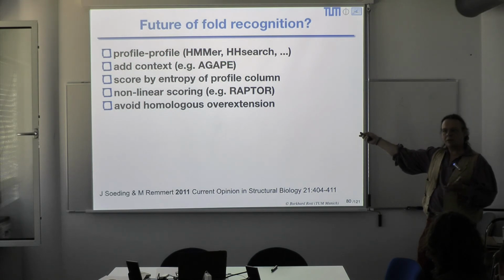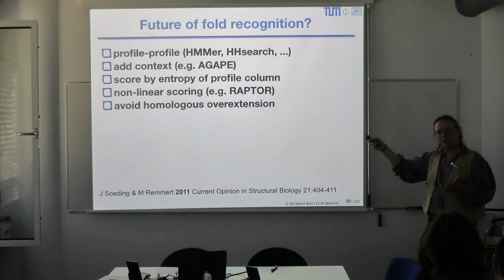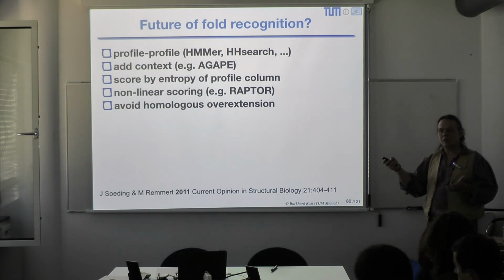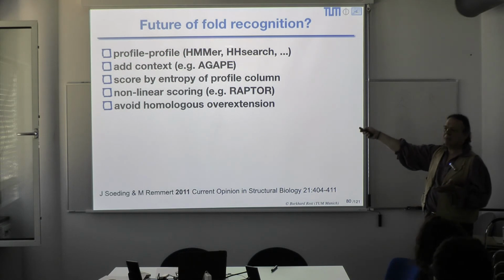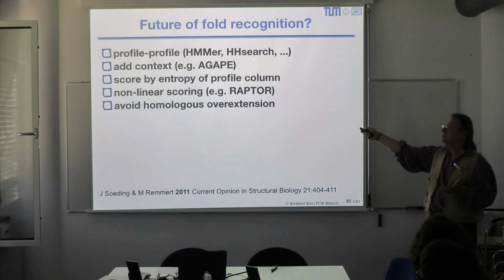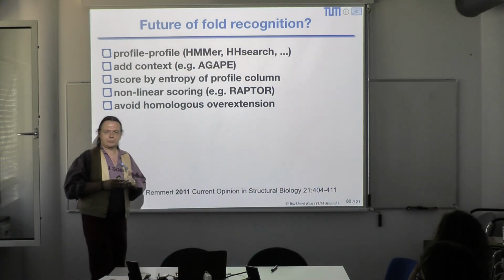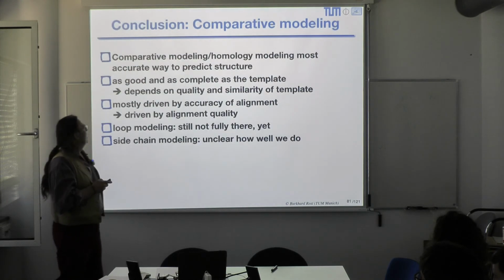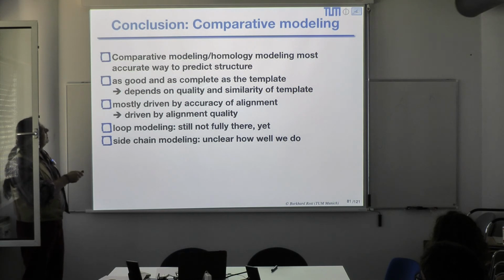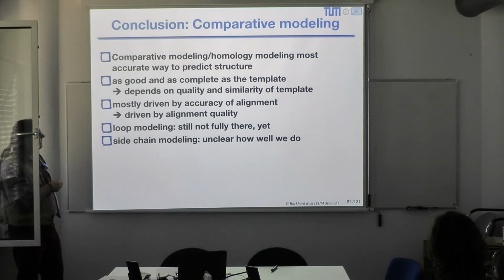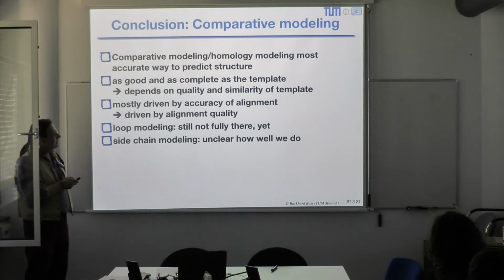The 90s and 2000s were very much about using the potential of improving the alignment, because I know the three-dimensional structure from the comparative model. Now we are really back, and that has been fixed, that has been done. There's a great improvement. This is one of the main steps. Another step is to use low resolution experimental information to improve the model. Overall, the best way to predict structure is comparative modeling. It's as good as the template, depends on the quality and the similarity to the template. Sometimes we can do a little bit better, but not much, mostly driven by the accuracy of the alignment. In loop modeling, we're still not there. Sometimes we can do it.